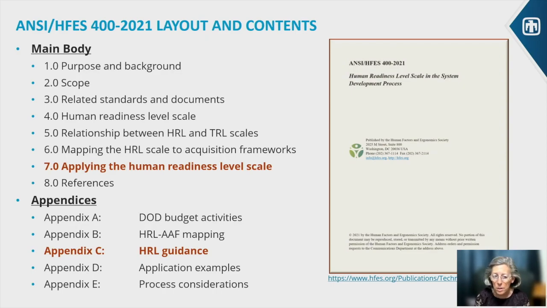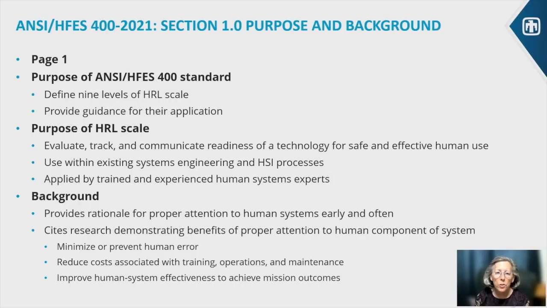The Appendix C is the guidance for the practitioner who is actually applying the HRL scale. So that's the detailed section for every HRL level that goes into detail on what questions need to be addressed, what are the exit criteria, what supporting evidence should you be thinking about to indicate that you've satisfied this particular HRL level.